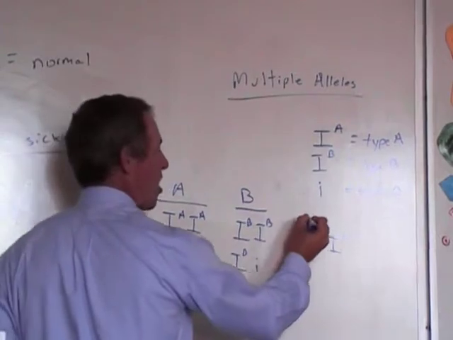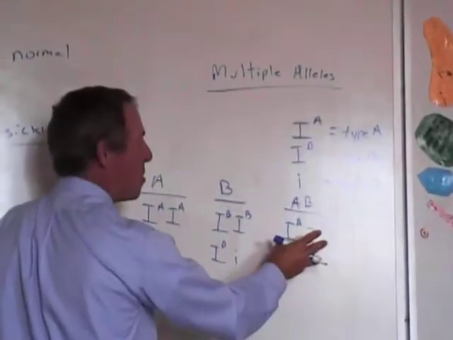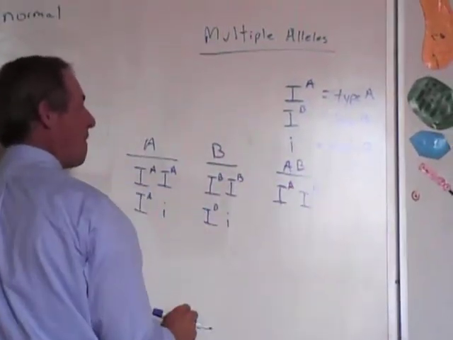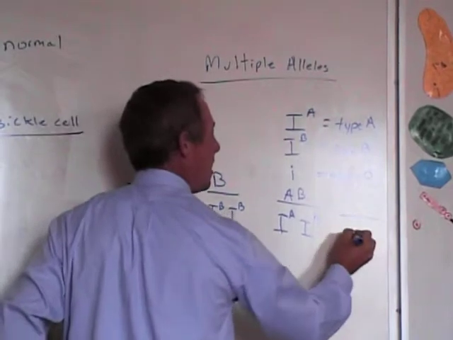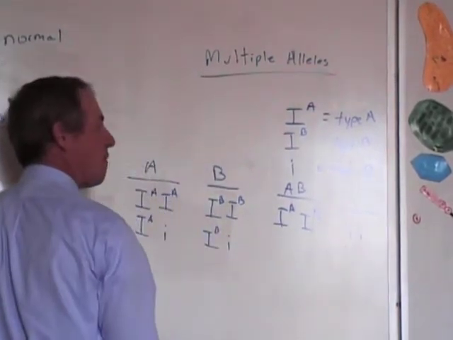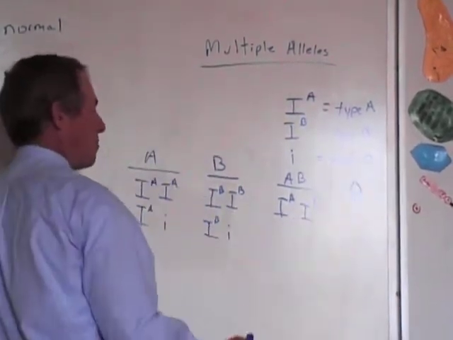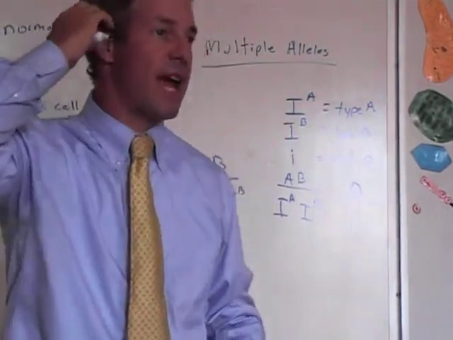AB. That's called type AB. Those two are codominant. They're both dominant, so the person is type AB. And finally, that's type O. That's when you have both recessive traits.